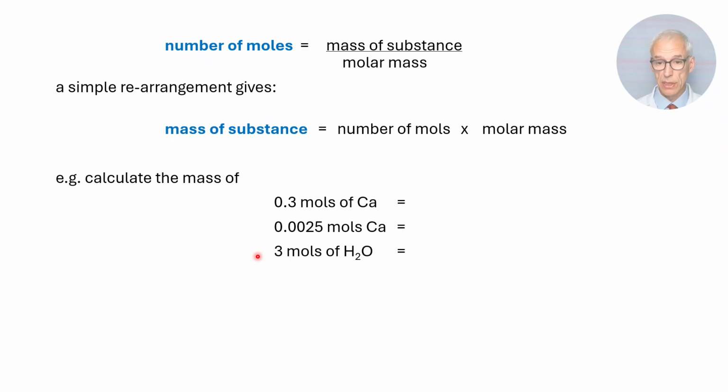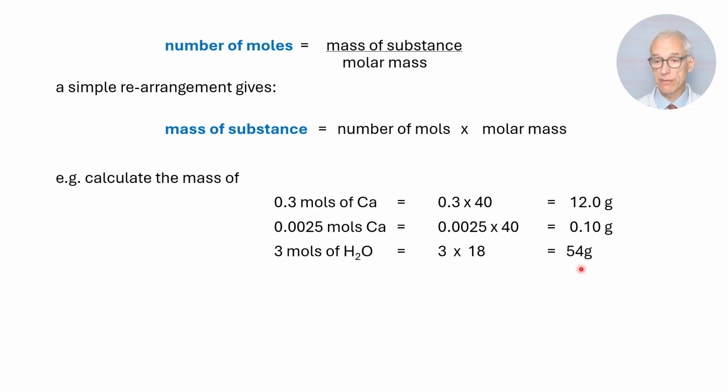Okay, so I'm revealing 0.3 moles, 0.3 times 40, the molar mass of calcium, comes to 12 grams. 0.0025, you simply multiply that by 40, so numbers of moles times molar mass comes to 0.10 grams. 3 moles of water, okay, well, numbers of moles times the molar mass, 3 times 18 comes to 54 grams.